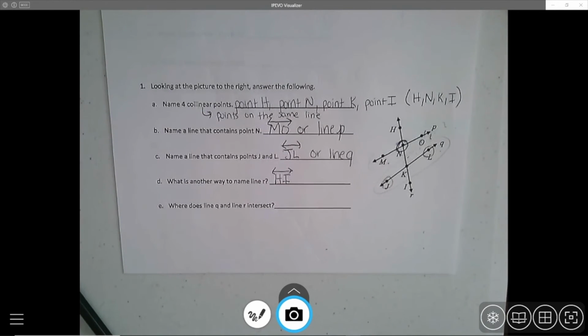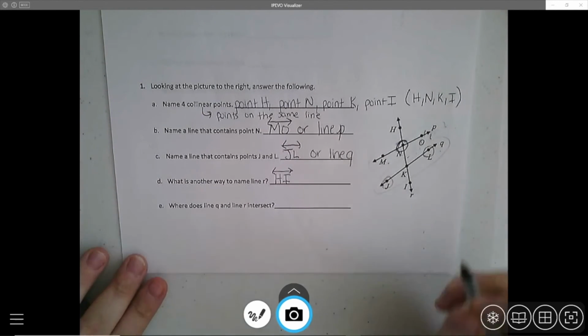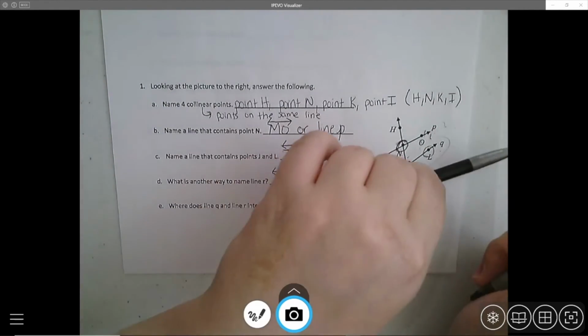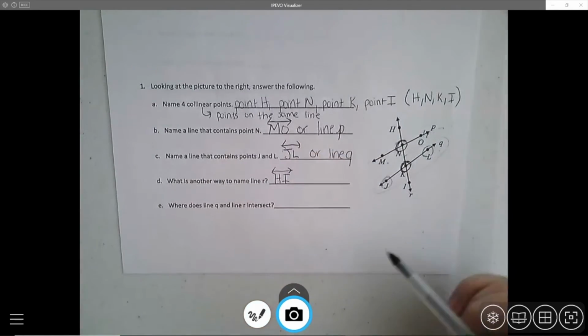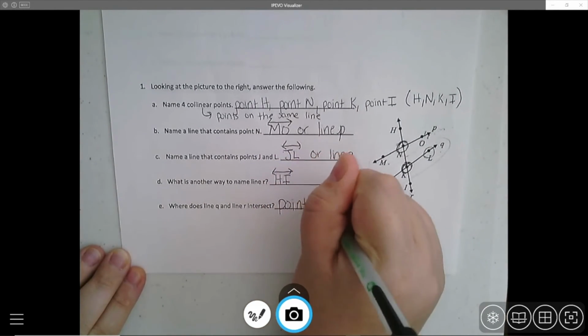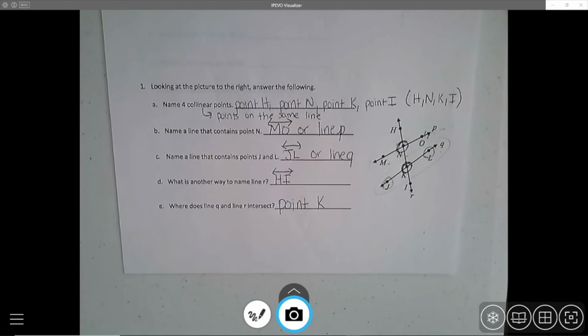Okay, and then where does line Q and R intersect? Here's R and Q. They cross over right here below, which I circled. They always cross at a point. In this case, it's point A. 2 lines will always cross at a point.